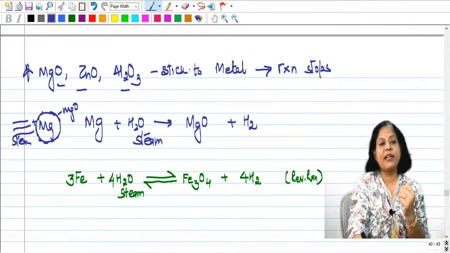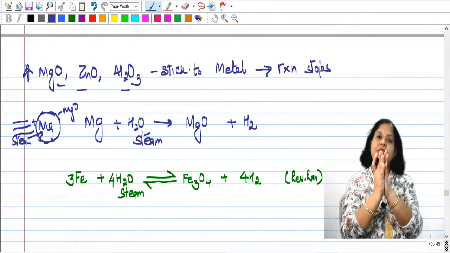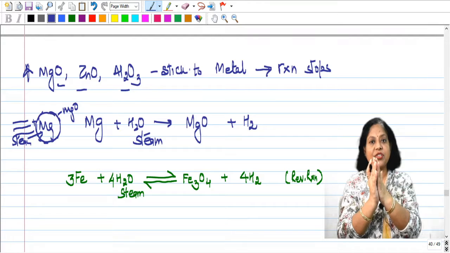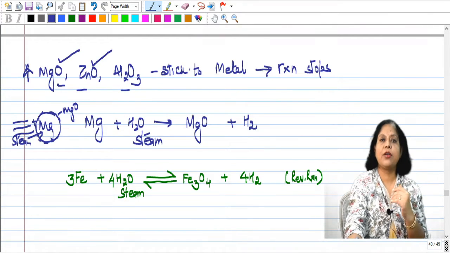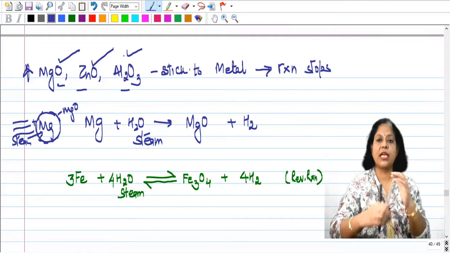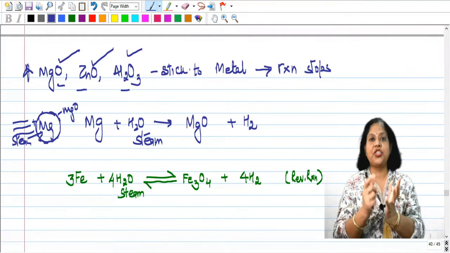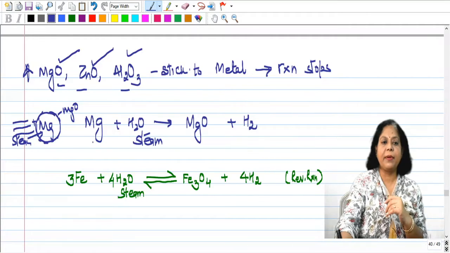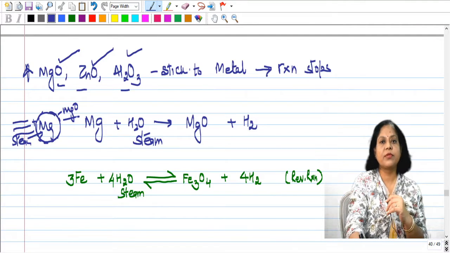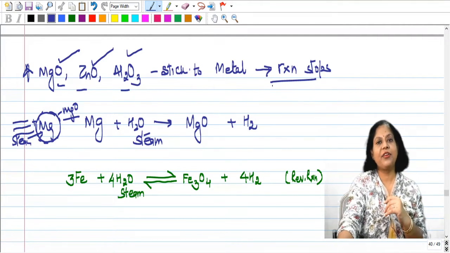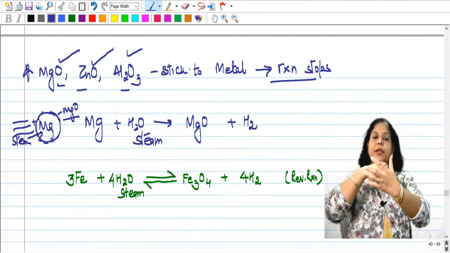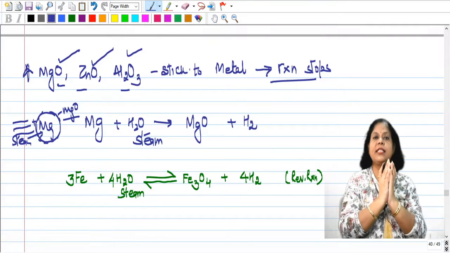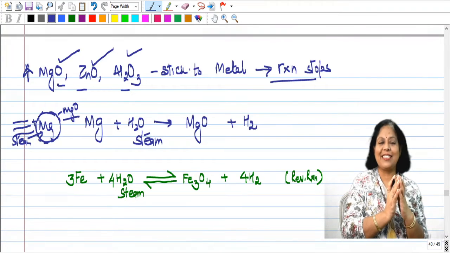Now what happens when it deposits outside? Further steam is not able to react with the magnesium which is inside or zinc which is inside. So this layer of magnesium oxide or zinc oxide or aluminium oxide acts as a shield, and therefore the further reaction stops. So you will find that the reaction stops after some time because the metal is covered from all sides in the form of oxide.